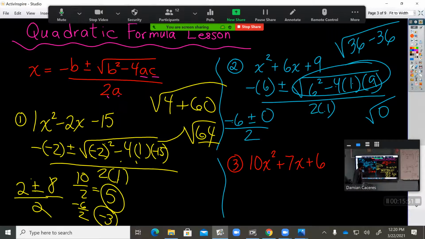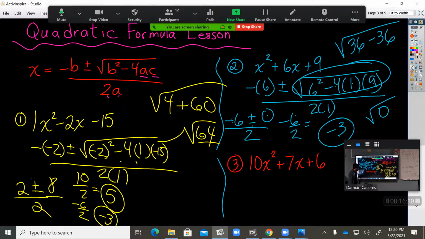Why? Because negative 6 plus 0 is negative 6, divided by 2 equals negative 3. And negative 6 minus 0 is also negative 6. Divided by 2 is negative 3. Same answer, you don't have to write it twice. You write it one time because it's one solution.